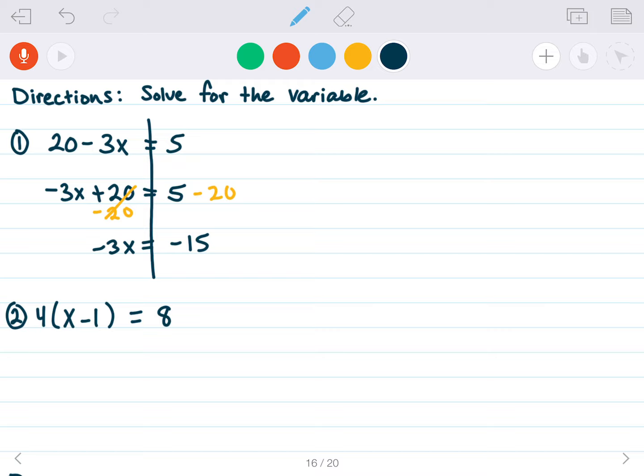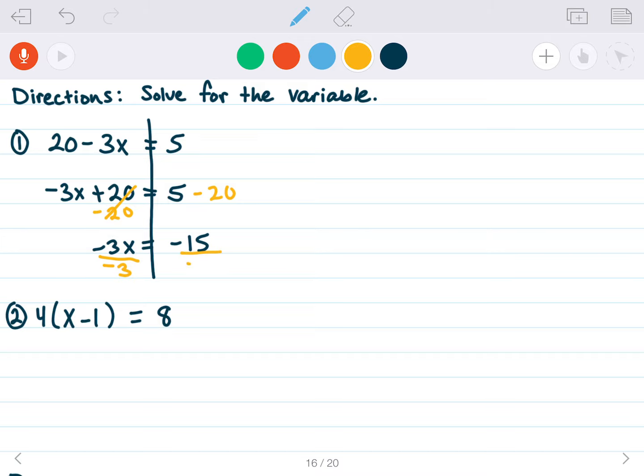Am I going to add 3 to both sides? Don't you dare do it. We're going to divide by negative 3 because this is multiplication. This is not addition. This is not subtraction. This is multiplication. There's no operator between the 3 and the x. That's multiplication. So I am not going to add 3 to both sides. No. I'm going to divide both sides by negative 3.